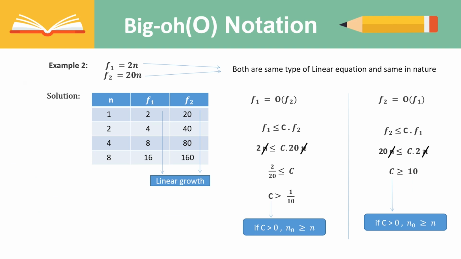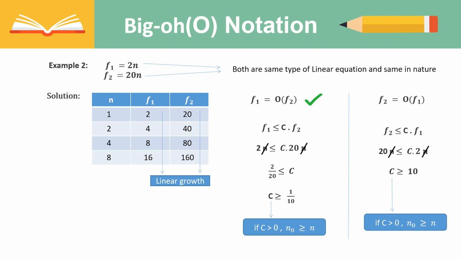Now, f1 is equal to big O of f2. We can write it as f1 is less than or equal to constant into f2. Now putting the values of f1 and f2, we get 2n is less than or equal to constant into 20 into n. n gets cancelled out and we get 2 by 20 is less than or equal to constant. Here you can observe that constant is greater than 0. Then we can say f1 is equal to big O of f2 is true.